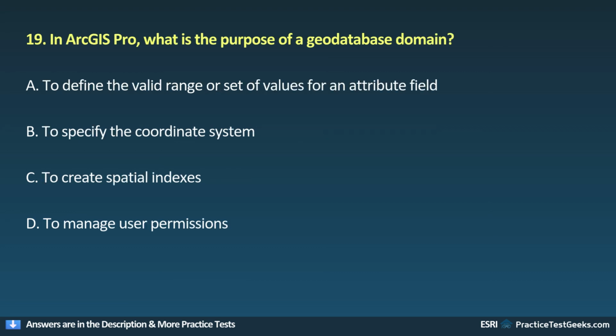19. In ArcGIS Pro, what is the purpose of a geodatabase domain? A. To define the valid range or set of values for an attribute field. B. To specify the coordinate system. C. To create spatial indexes. D. To manage user permissions.